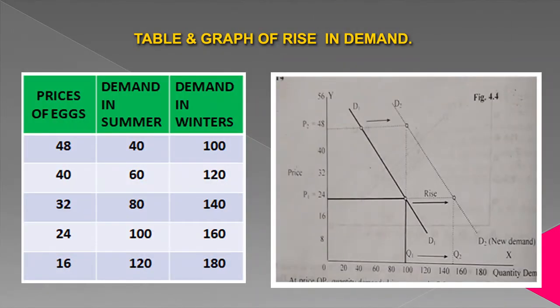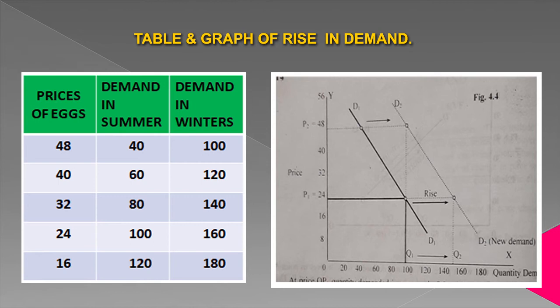Table and graph of a rise in demand. In the table, rise in demand is indicated. In summers, demand is lesser, price remains the same, and when season changes, in winters, demand increases. This increase is known as rise in demand. We can show it in a graph also.